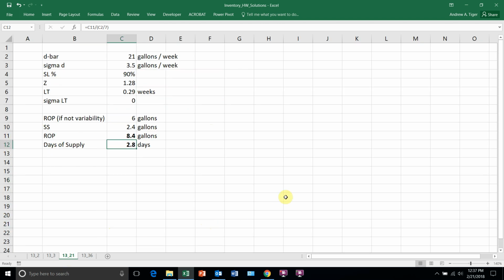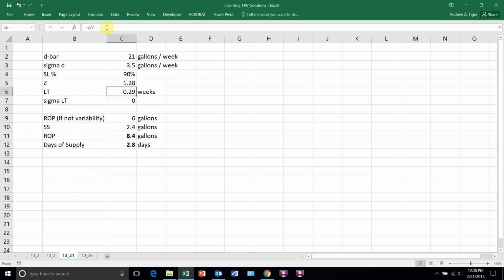Problem 21 is a reorder point model when we have variability in lead time and demand potentially. So they tell us that we used on average 21 gallons per week. However, there's variability so that the standard deviation is 3.5 gallons per week. We want to have a service level of 90%, which means that we need to use a Z score of 1.28.